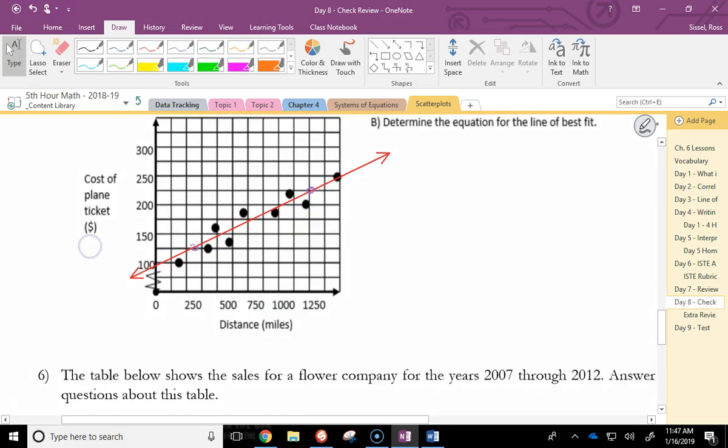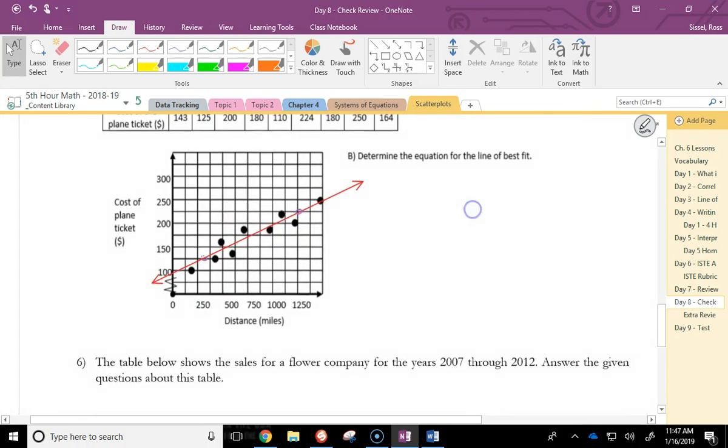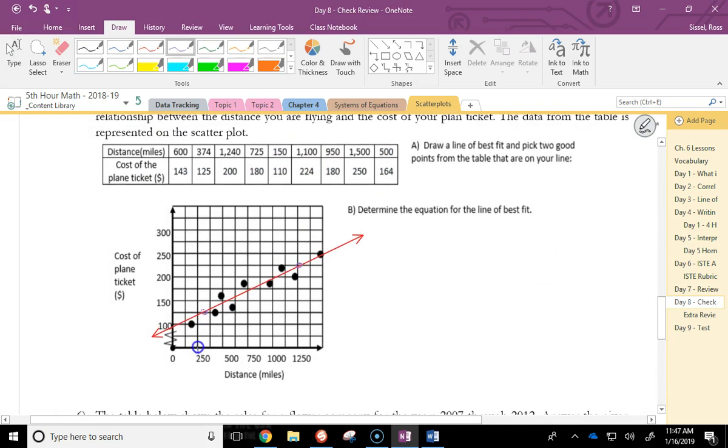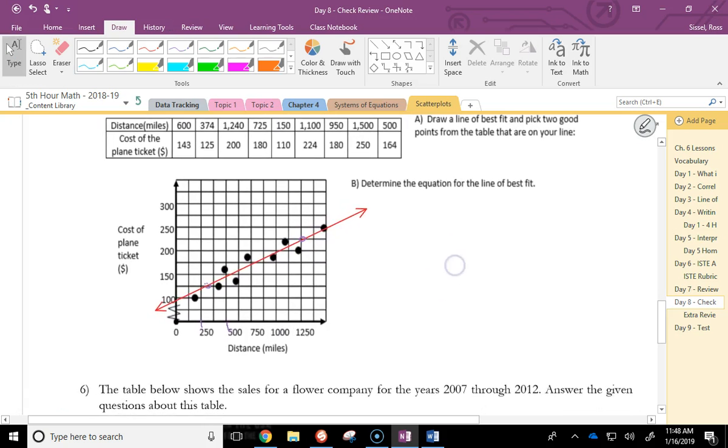So my 2 points that I should have chosen, your 2 might have been a little different than mine, but this is 220 or 250, and I think it goes up by 125 each time. So that probably won't be good to choose. Or is that another one? We'll choose this. So we'll say this is about 500 and 150. And for this one, 1,250 and 225.